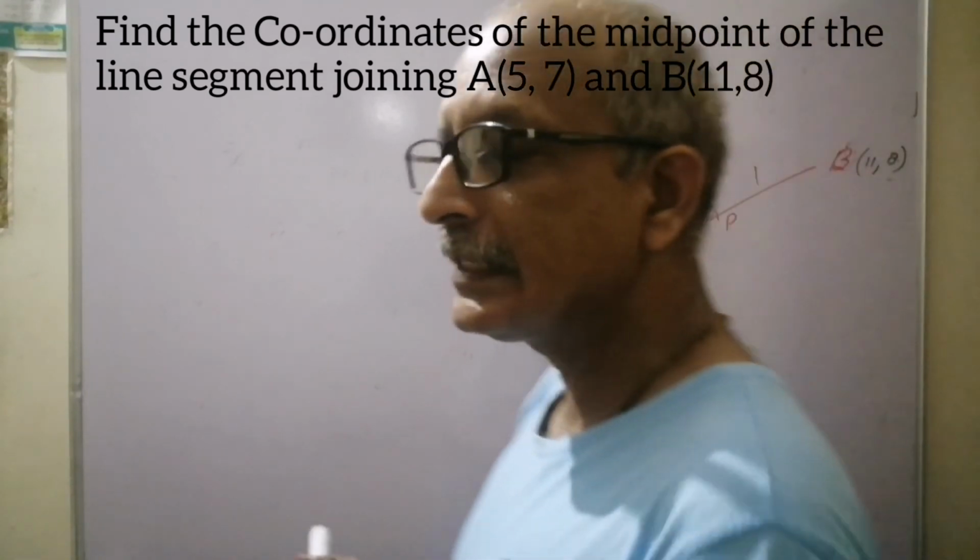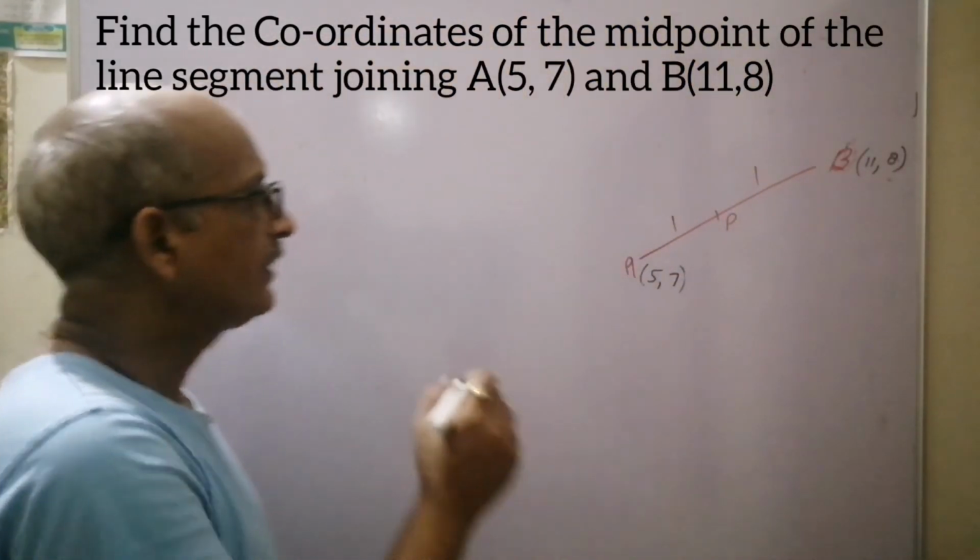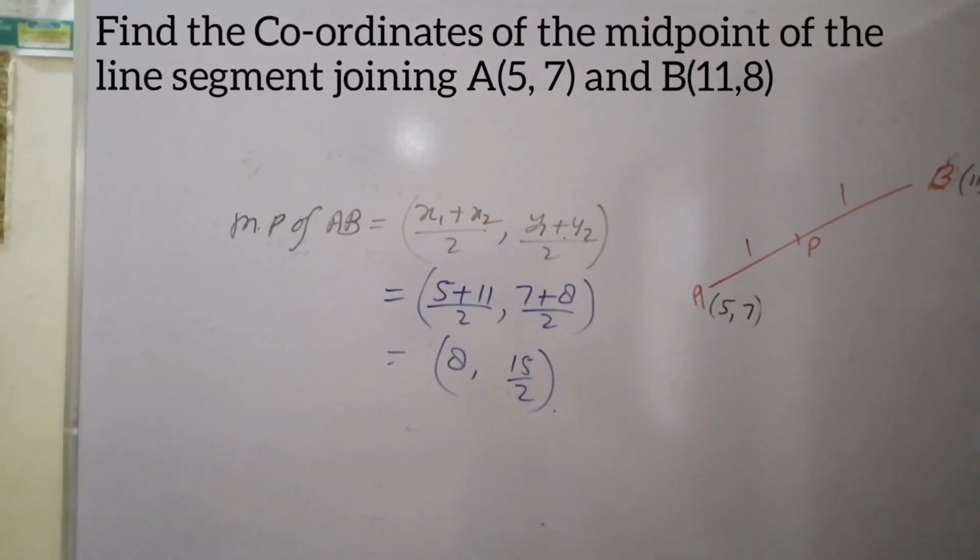Let's see, again we can apply the same formula directly. We write here the midpoint of AB is equal to (x1 plus x2 upon 2, comma y1 plus y2 upon 2). We can see here x1 is 5 and x2 is 11. So 5 plus 11 upon 2, comma y1 is 7 and y2 is 8, so 7 plus 8 upon 2. That is (8, 15 upon 2). In this way we can calculate the midpoint of a given line segment with known coordinates.